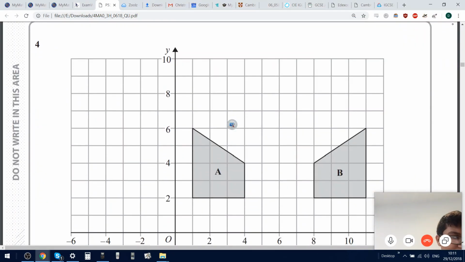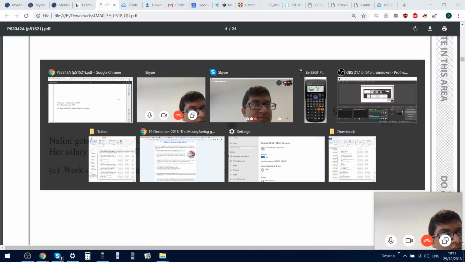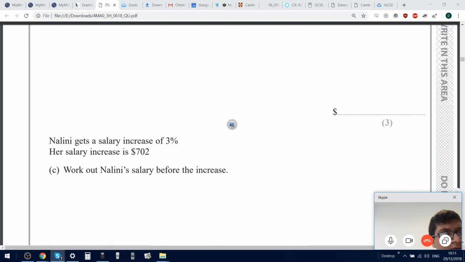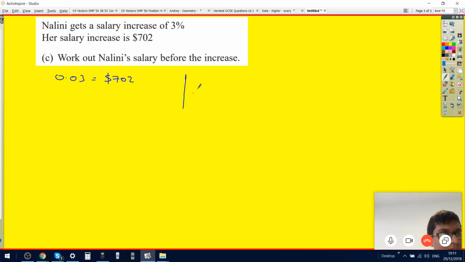And do you times that value by 100? For 100%, yes. Oh, that's fine. Or do you? 3%. Let's check. So 3% equals 702. 1% would be divided by 3, then times 100. Yep.